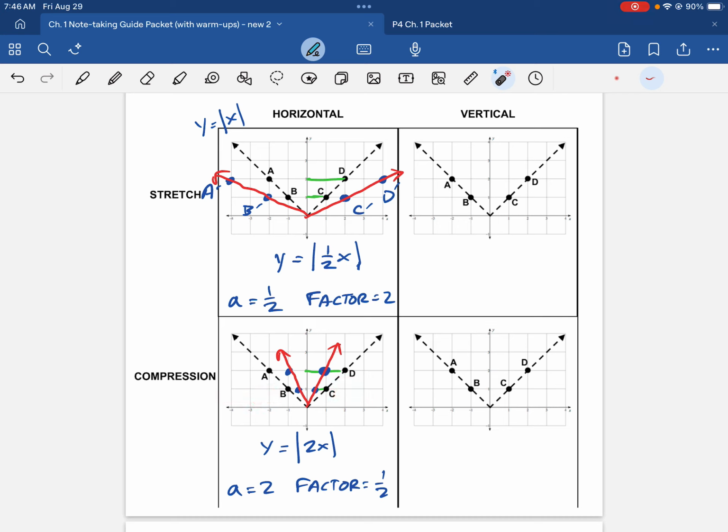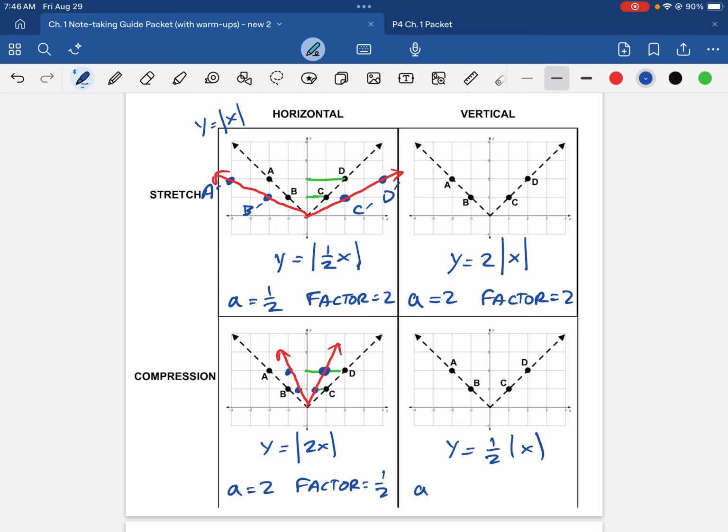Okay. All right. Next one, we've got a vertical change. So that's going to happen when the A value is outside the absolute value. And we'd get a vertical stretch when we've got something like 2 or 3 or 4. All right, here the A value is 2, and that's also the factor. So you don't take the reciprocal for the vertical changes, okay? So here I'll write in the equation for the next one. This would be maybe when I have a 1/2 out here. And that means both my A value and my factor are 1/2.